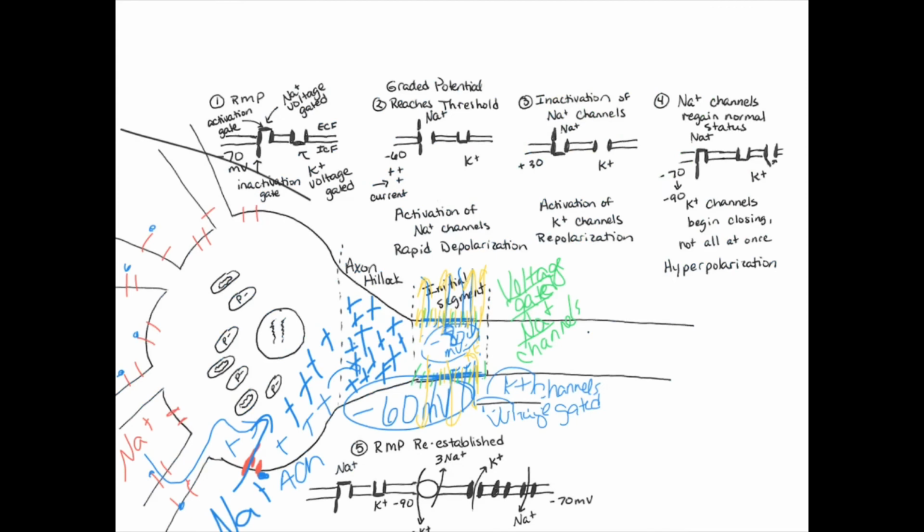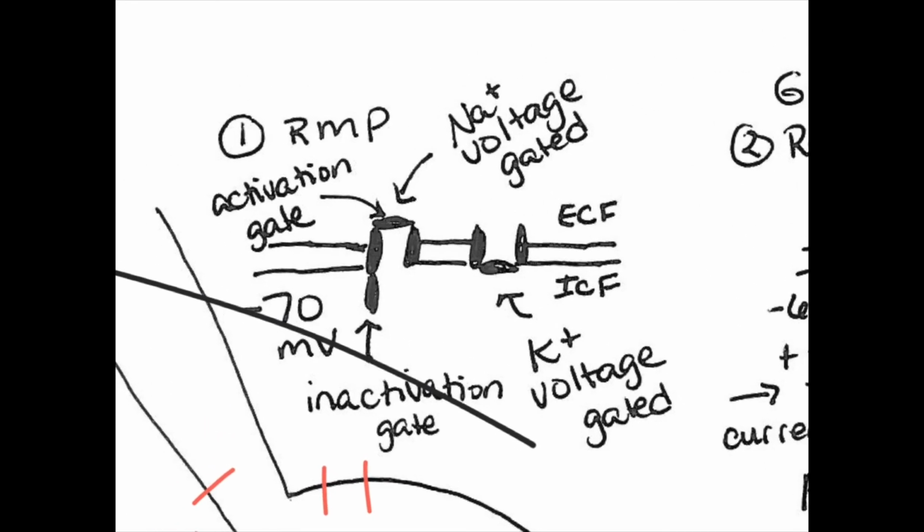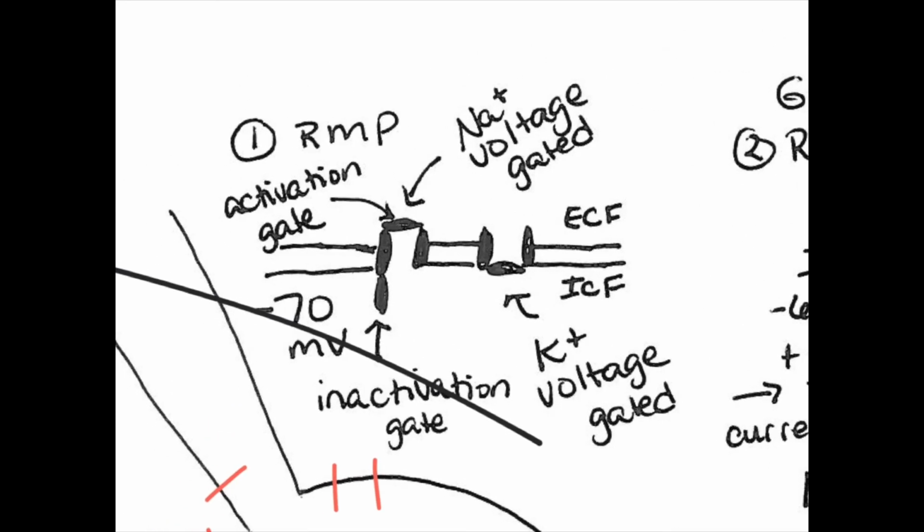All right. Now the sodium channels are a little more complicated than the potassium channels, right? When we look at the difference between the two, the potassium channel has one gate on it. That gate will either open or close. Very easy. At positive 30, it opens, and then at negative 70, it starts to close. Very simple.